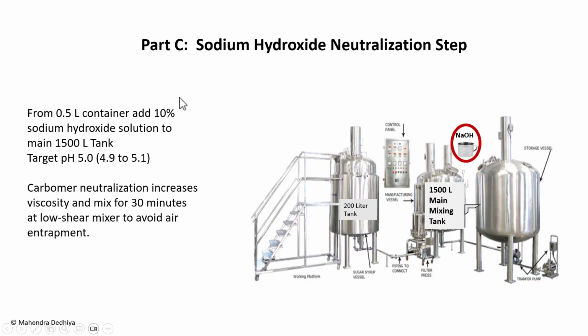Part C is sodium hydroxide addition for neutralization to a small container and funnel neutralized to a pH 4.9 to 5.1, mixing speed that avoids air entrapment. So in process test, check the pH.